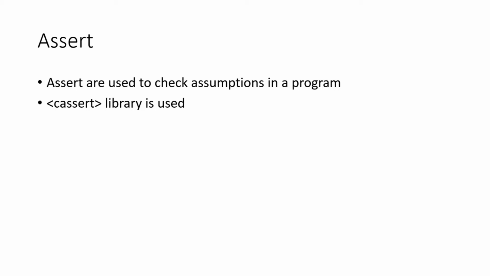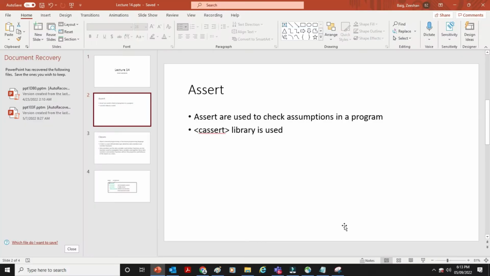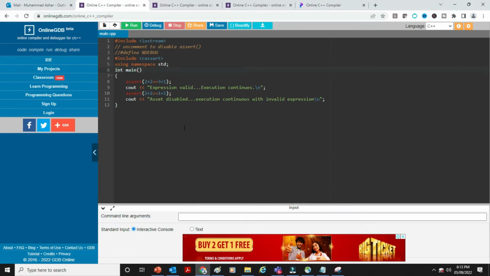Typically, an assert is a statement in C++ which tests for a condition. If the condition is true, the program continues normally. If it's not, then the program terminates abnormally. The way you go about using assert is you use the C assert library. Let me jump right into the example so it'll be clear for you.